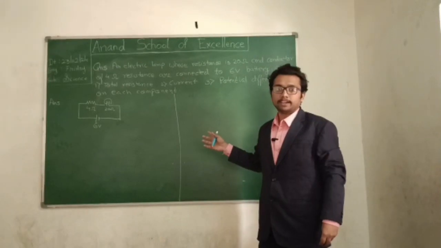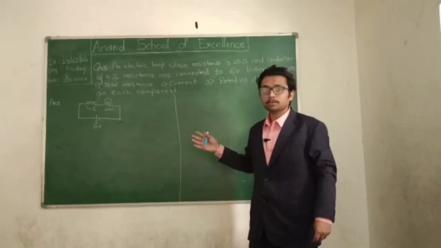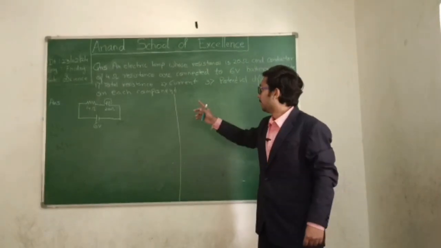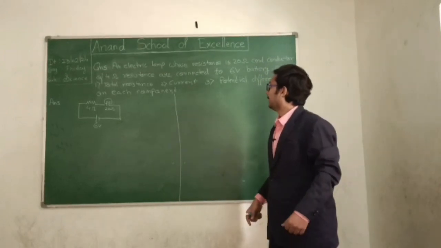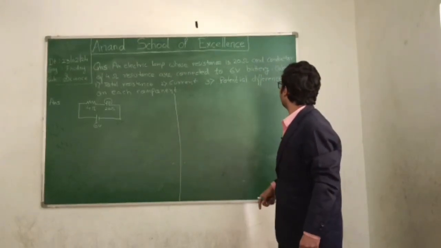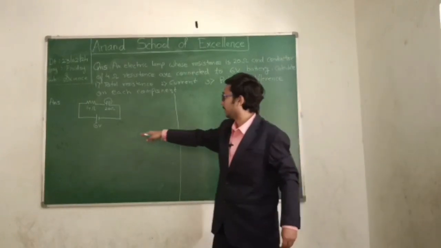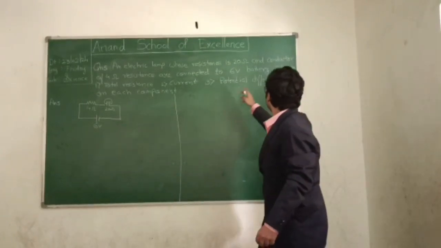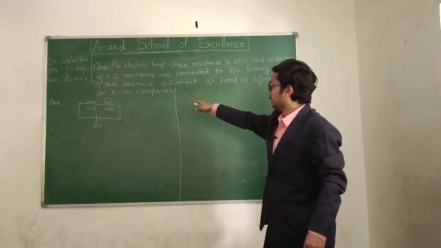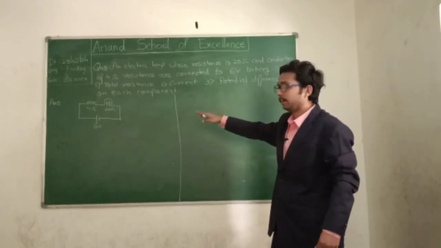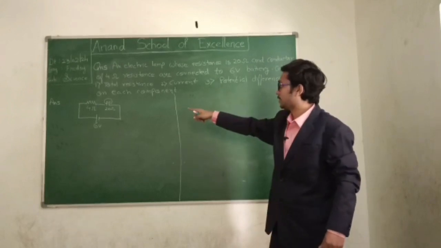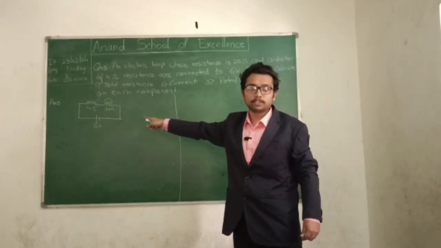Let's do a numerical related to this type of connection to better understand the topic. A question is given here: an electrical lamp whose resistance is 20 ohm and a conductor of 4 ohm resistance are connected to a 6 volt battery. I draw the connection here. We have to calculate the total resistance in the given circuit, the current in the given circuit, and third, the potential difference on each component of the circuit.